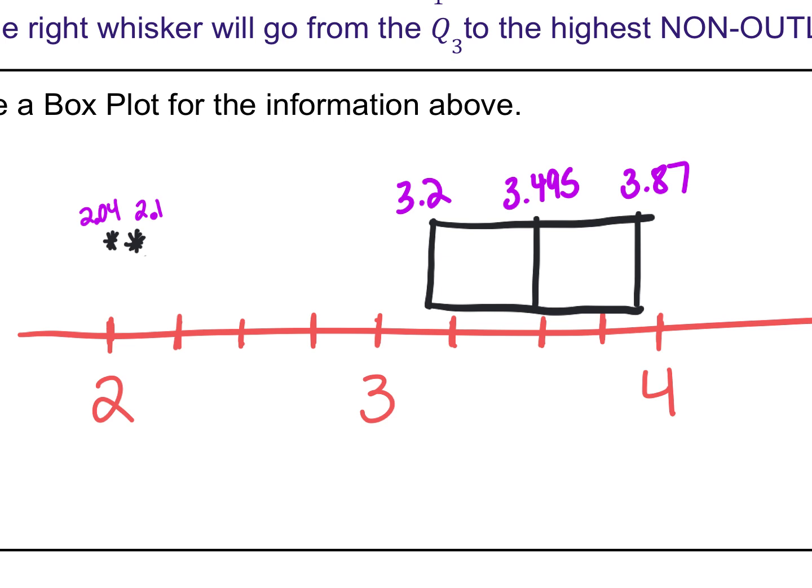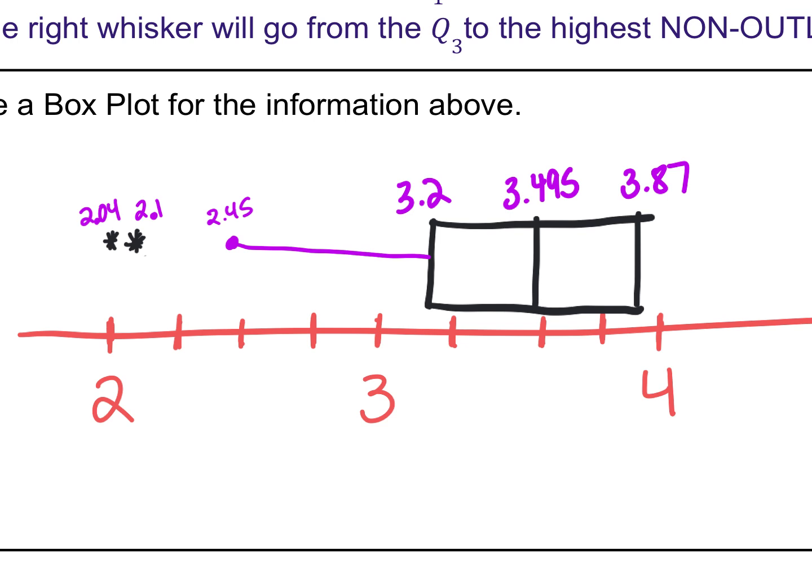2.45? Is that what you said? Did anyone double check that? Is that what we found? Okay. So 2.45 is going to be right about here, and that is going to be the left whisker. Okay, it's going to go to that next lowest point.